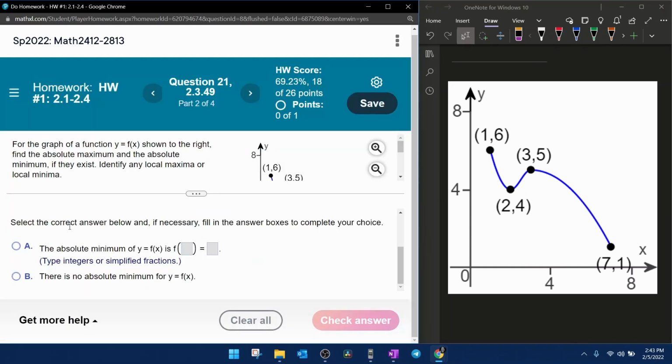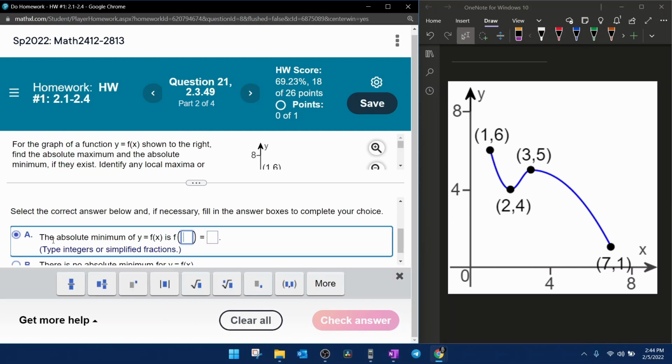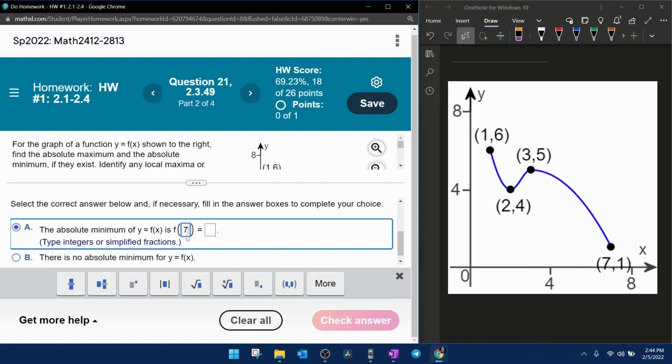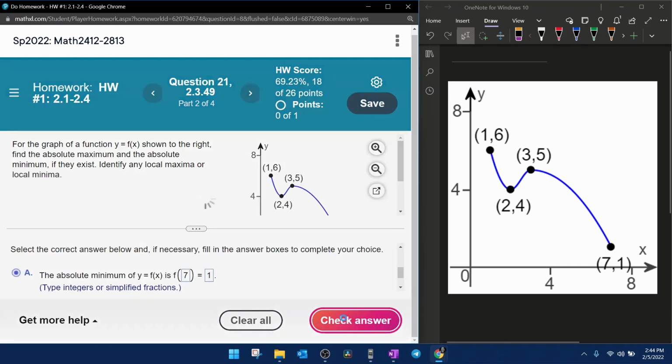Next part, select the correct answer below. It says the absolute minimum is, and so now we're looking for the lowest point on the graph. So the absolute minimum of y equals f of x is f of 7 is 1. F of x is 7, the y is 1. That is the lowest point on the graph. That is the absolute minimum.